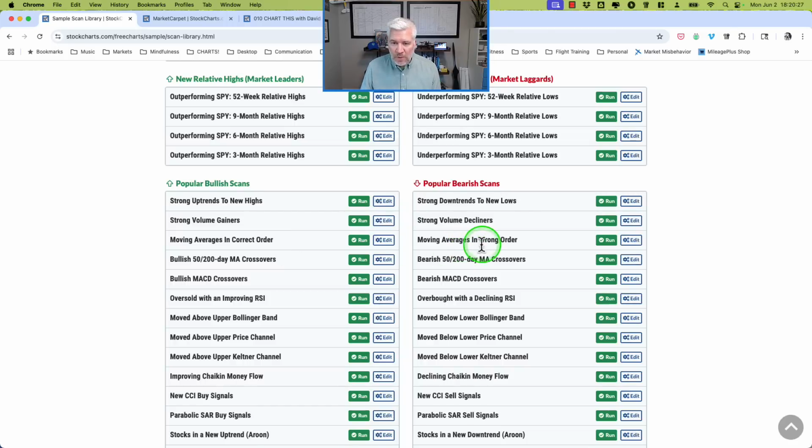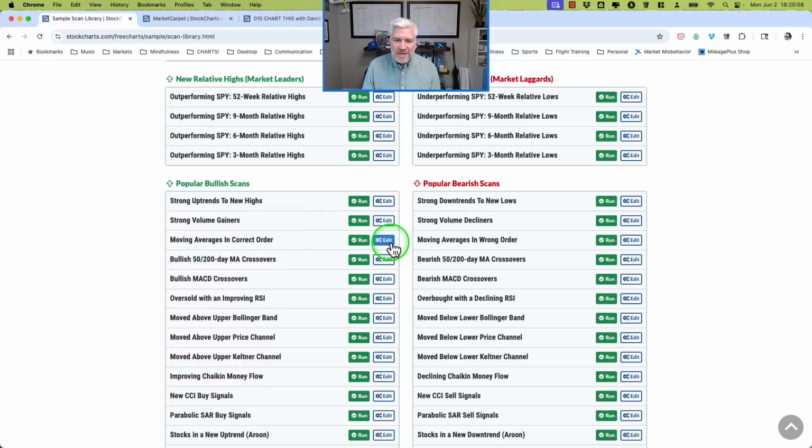You also see on the right side the bearish counterpart to any of the scans on the left. So we're not going to talk about this one too much, but just so you know, you could look at the opposite. If you're more of a value-oriented investor, looking for falling knives and beaten down names, buying weakness and betting on their upside reversal, maybe looking at moving averages in wrong order would be a good place to start, just to find things in confirmed downtrends. But I'm more of an uptrend guy, I'm more of a growth-oriented investor, so I'm going to start over here.